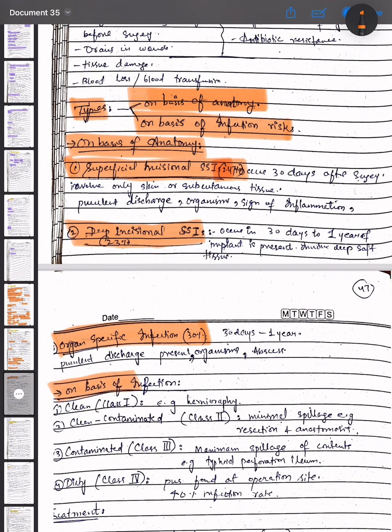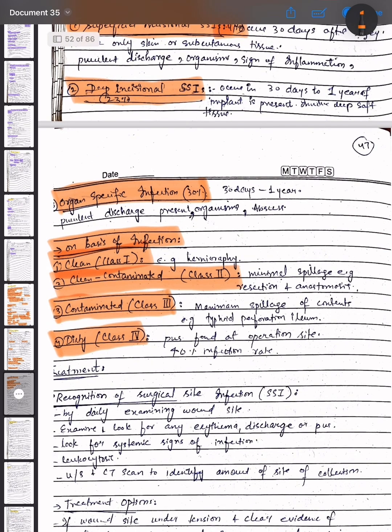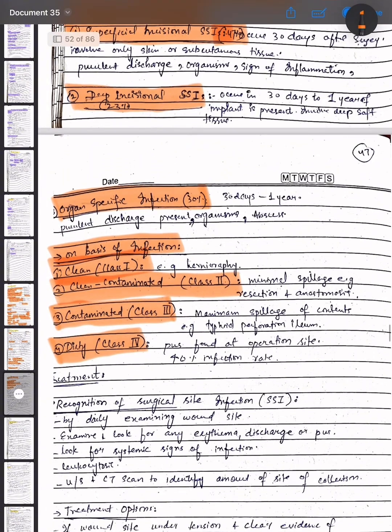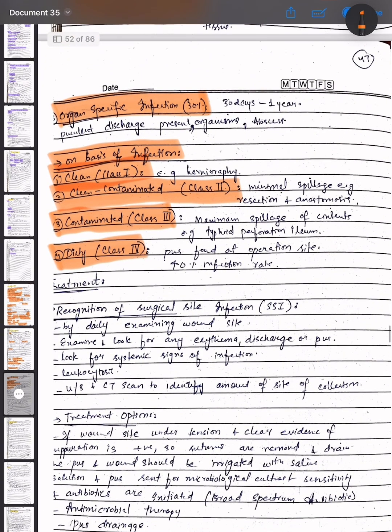Now on the basis of infection we have clean surgical site infection, then clean contaminated, which is also known as class 2, then contaminated class 3, and dirty class 4. In class 1 we have the example of herniorrhaphy. In class 2 we have minimal spillage, for example resection anastomosis. In contaminated we have maximum spillage of contents, for example typhoid perforation of the ileum. In dirty class 4 we have pus found at the operation site and a 40% infection rate.